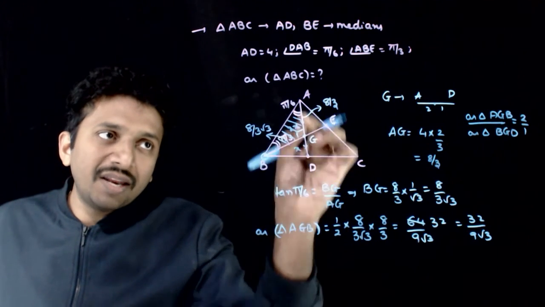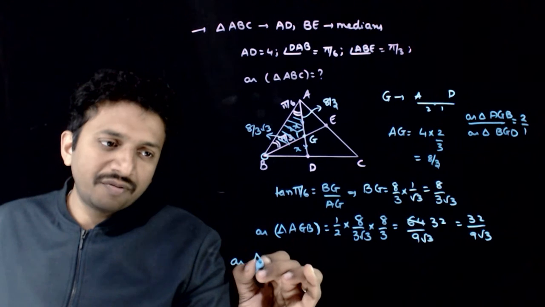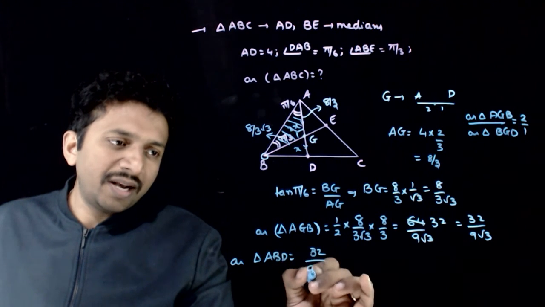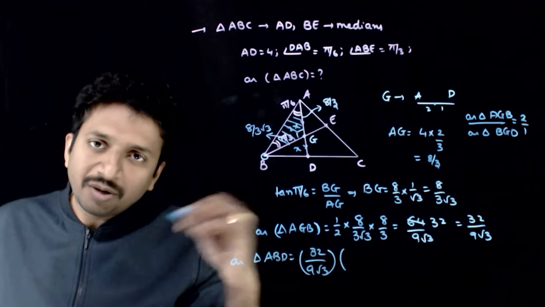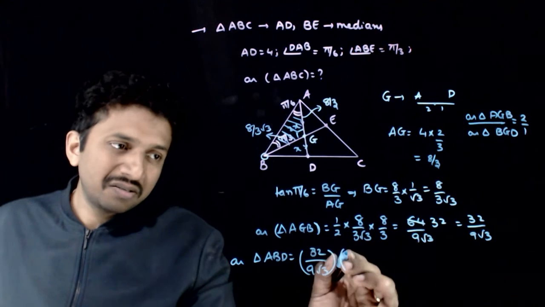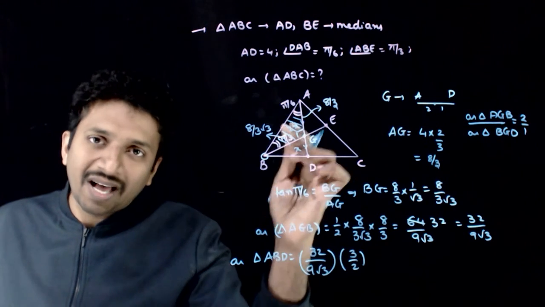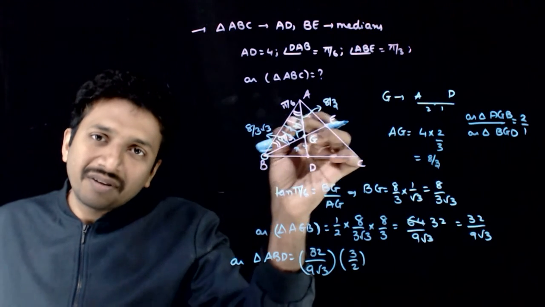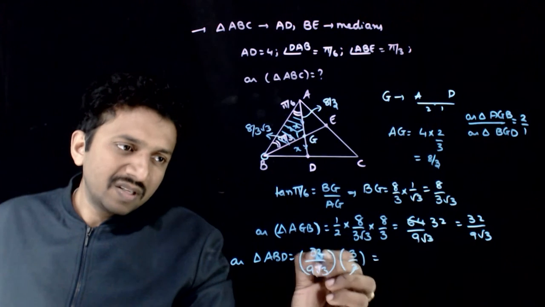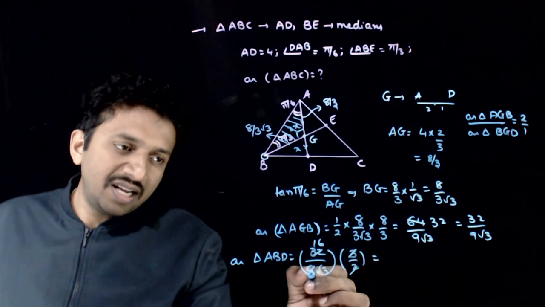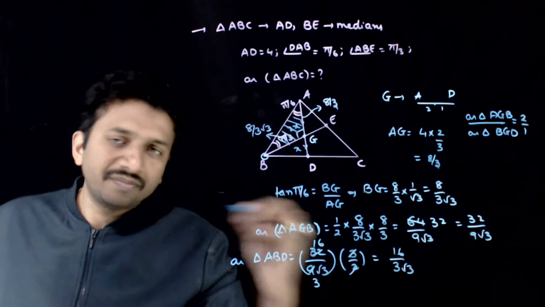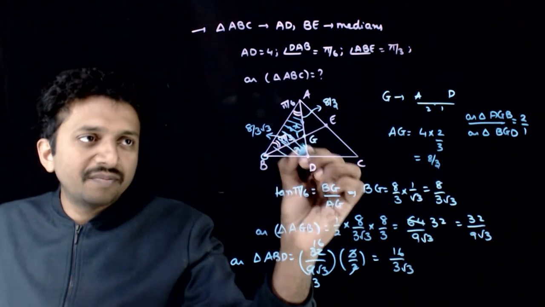So what is the total area of triangle ABD? Area of triangle ABD is nothing but 32/(9√3) into, so if this is 2 parts, I need 3 parts, that is into 3/2, that is 1.5 times. This is 1, this is half, so total area is 1.5 times. So that is equal to, this becomes 16, this 3 gets cancelled 3 times, so 16/(3√3). So that's the area of triangle ABD.